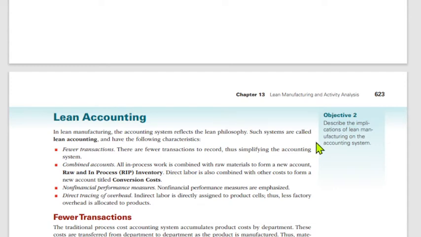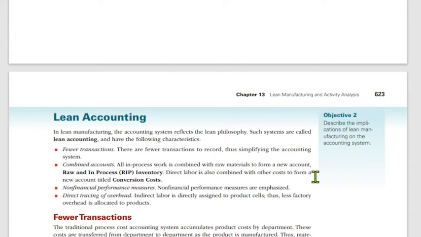Such systems are called lean accounting and have the following characteristics. Okay. Fewer transactions. There are fewer transactions to record, thus simplifying the accounting system. There are combined accounts. All in-process work is combined with raw materials to form a new account, raw and in-process inventory. Direct labor is also combined with other costs to form a new account title, conversion cost.